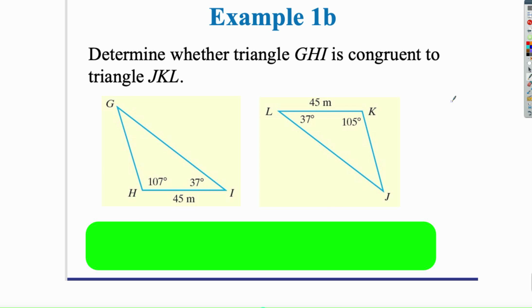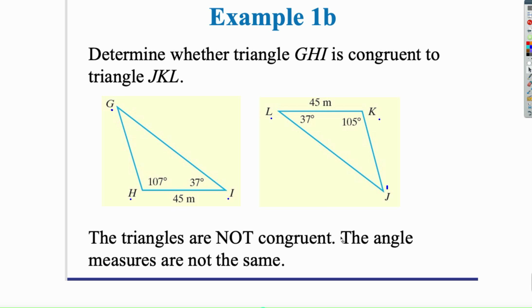So here we have another one. Determine whether GHI is congruent to JKL. So I'm going to look. It says they're not congruent. The angle measures are not the same. If you just glance at those really quickly, it looks like they are. But here I want to show you why they are not.